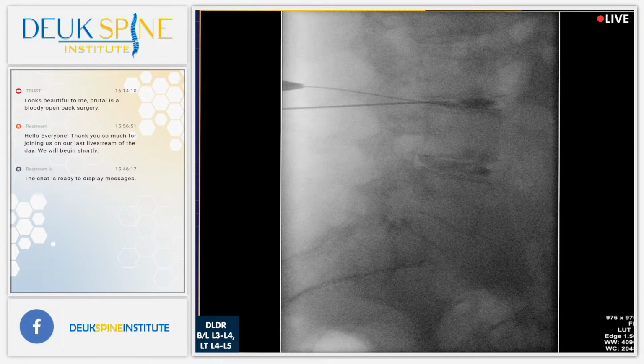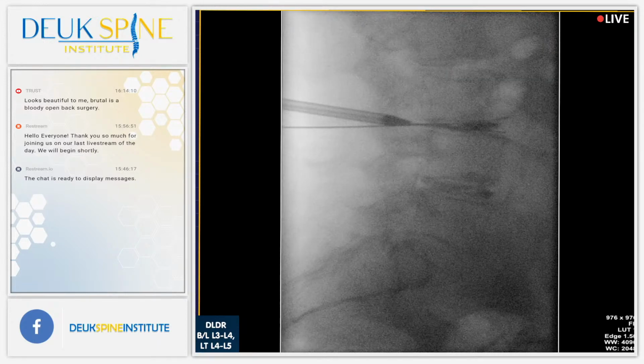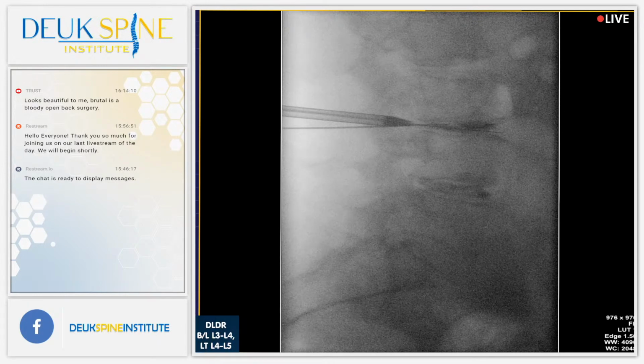Shot? Yeah. All right. We're now doing number 3-4 on the left. Shot. Shot? Is that it?